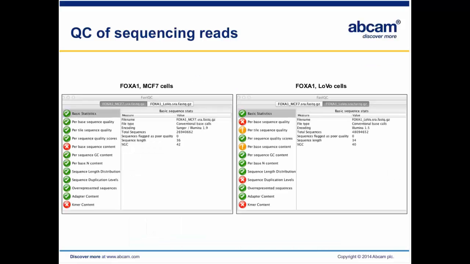The first one is basic statistics, which contains some basic information about your sequencing reads, like read length and number of total reads. Well, perhaps the most important piece of information here is the encoding. It tells you how the quality scores of the sequencing reads are encoded. The FOXA1 MCF7 experiment is encoded by Sanger Illumina 1.9, and the FOXA1 Novo experiment is by Illumina 1.5. We will need this information later, and I will come back to this later.